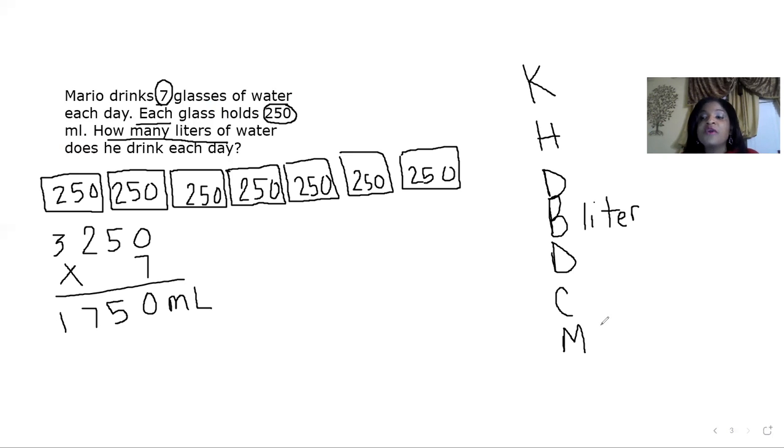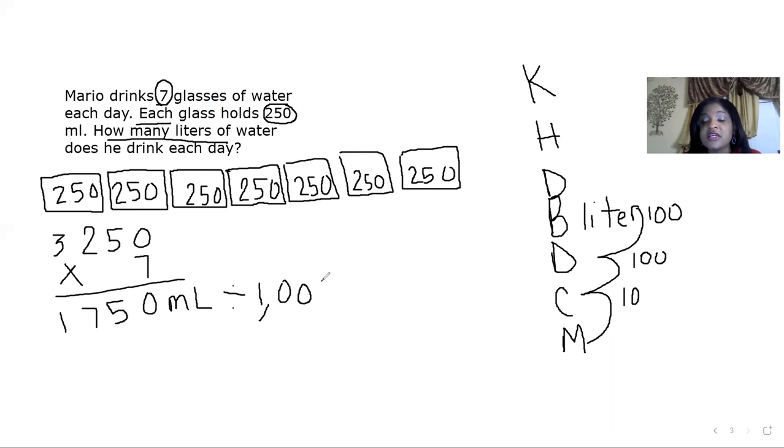And with the metric system, the easiest way to think about it is you count how many spaces you're moving. So you're moving 1, 2, 3 spaces. Well, this corresponds to 10. If we move 1 space it's 10. If we move 2 spaces, it's 100. And if we move 3 spaces, it's 1,000. So we are going to divide by 1,000. So it is 1,750 milliliters divided by 1,000.